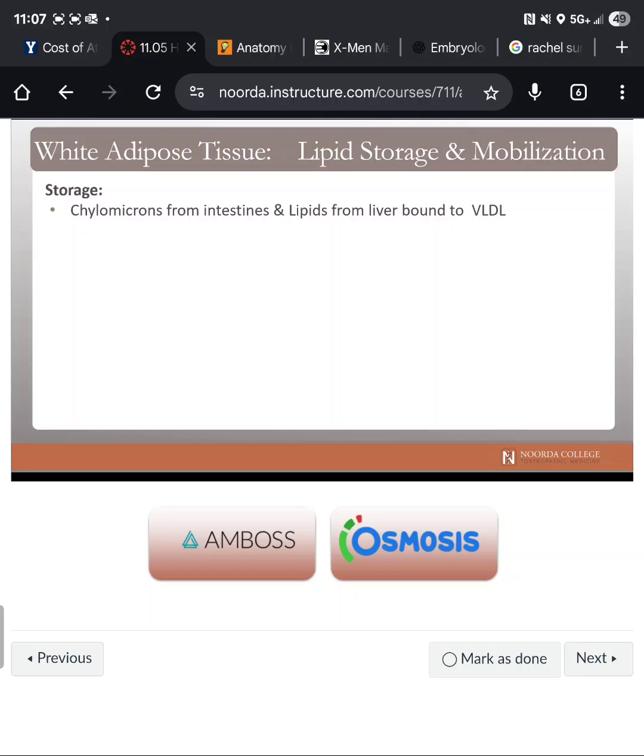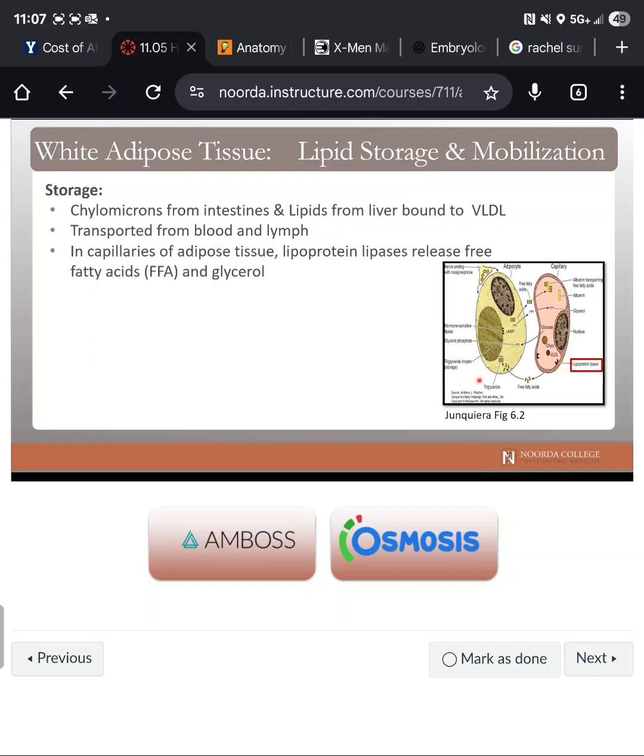Before we move on, I just want to recall how fat enters into the adipocyte and how it could be mobilized from the adipocyte for utilization, right? So when we eat something fatty, chylomicrons are absorbed from the intestinal tract and they are transmitted into the bloodstream. Lipids can also come from the liver, bound to very low density lipoprotein. Both of these will be transported from the blood and lymphatic channels coming to the adipose tissue. Once in the adipose tissue, lipoprotein lipases will release free fatty acids, which will be absorbed into the adipocyte, right? And then you will have this conversion of the free fatty acids into the actual triglycerides for storage.